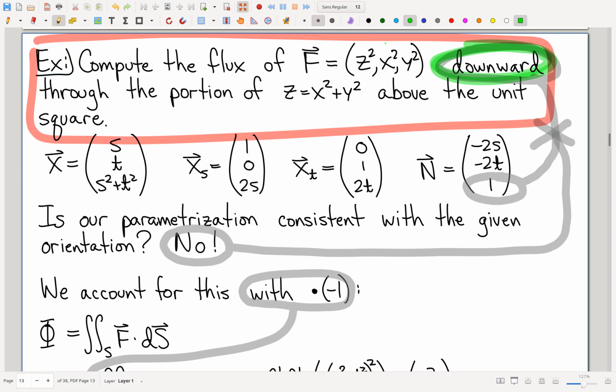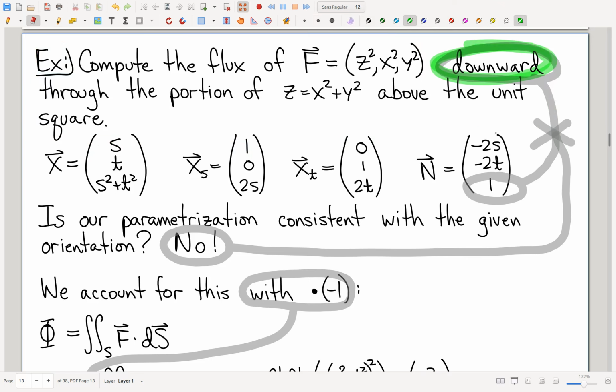All right, so we're going to compute this. It might be phrased as we want to compute the downward flux, or you might say the flux through the downward oriented paraboloid, or various different phrases. Okay, so there's my given orientation. What do I do with that orientation right off the bat? Nothing. Don't worry about it. Ignore it for the moment.